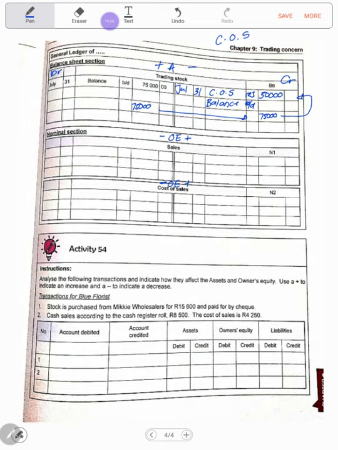75 minus 50,000 will give us 25,000 Rand. And this carry down needs to be brought down to the next month. So on the 1st of August, obviously the next month, we will have an opening balance that was brought down from the previous month worth 25,000 Rand. So that was just an example of how we will do a trading stock account.